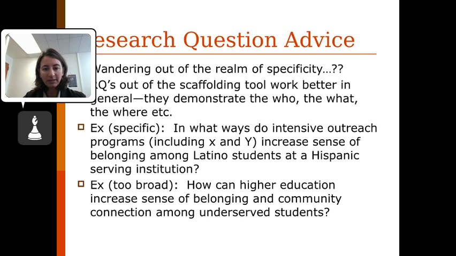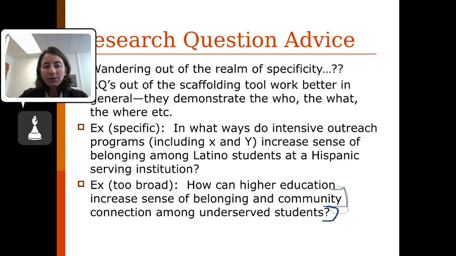Okay, so a couple of issues here. Or not even necessarily issues, but just in terms of making it more specific. Saying something like, how can higher education, when you actually know what institution you're talking about, just state the institution you're talking about for this pilot study. Potential problem number 2 for a pilot study is that it states sense of belonging and community connection. You could maybe get at both of these constructs in a pilot study, but you may want to think about narrowing to only one of them.